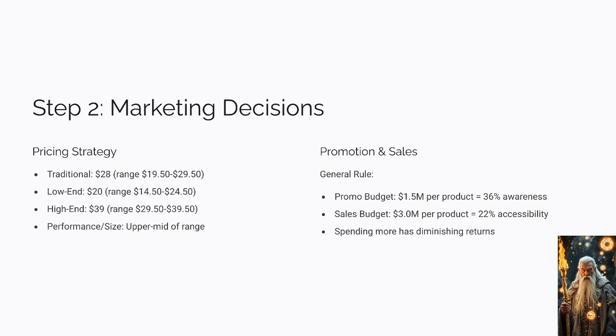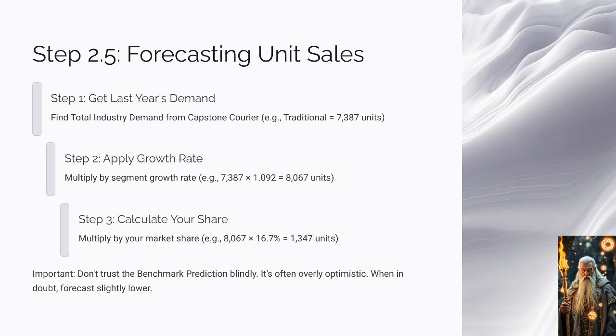Step 2.5, Forecasting unit sales. Forecasting is one of the most important and risky decisions. Use this proven conservative forecasting formula. One: get last year's total industry demand from the Capstone Courier. For example, traditional equals 7,387 units. Two: multiply by the segment growth rate. 7,387 times 1.092 is equal to 8,067 units. Three: multiply by your market share. 8,067 times 16.7% equals 1,347 units.